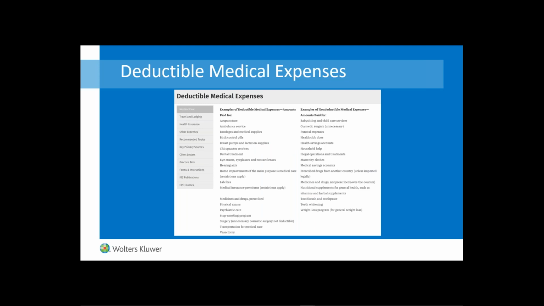On the left-hand side, you'll see a list of items that you can deduct on the tax return, such as acupuncture, ambulance services, bandages. And on the right-hand side, you've got a list of things that you can't deduct.